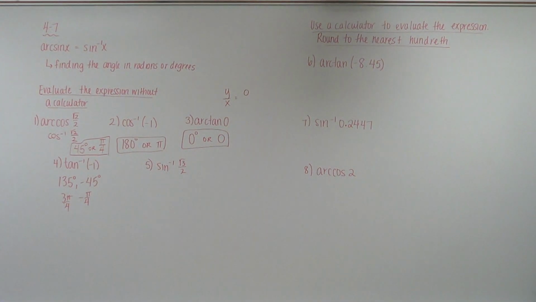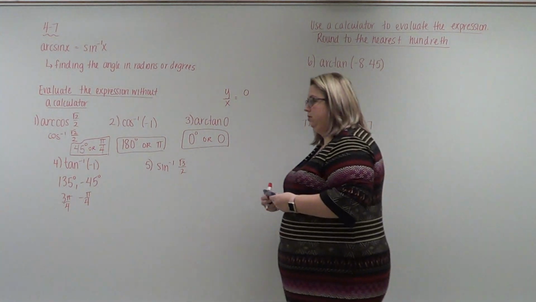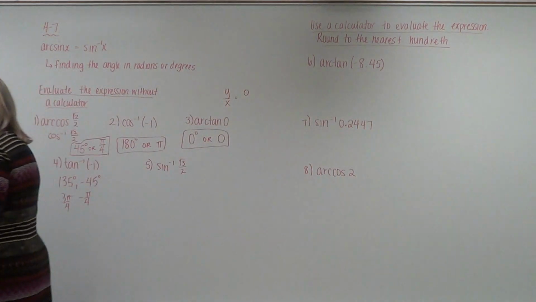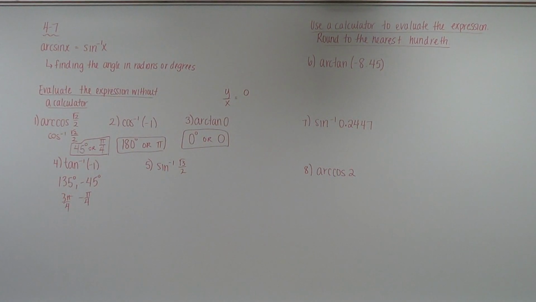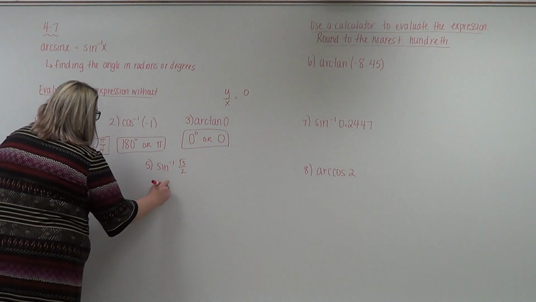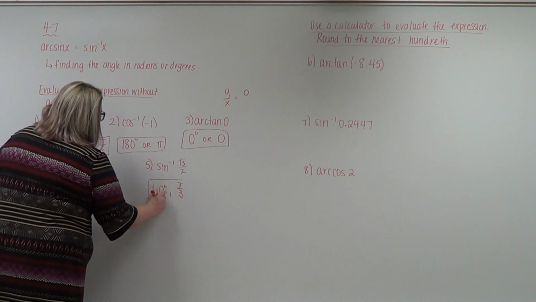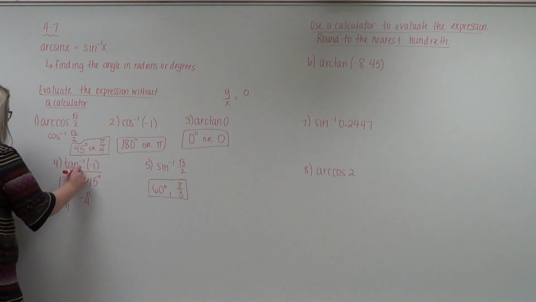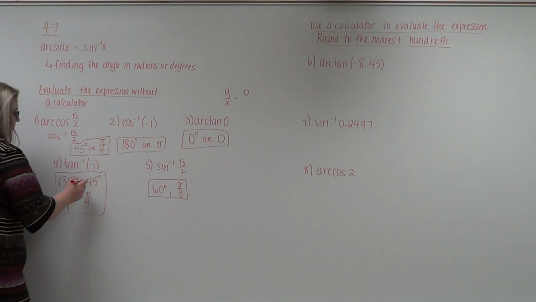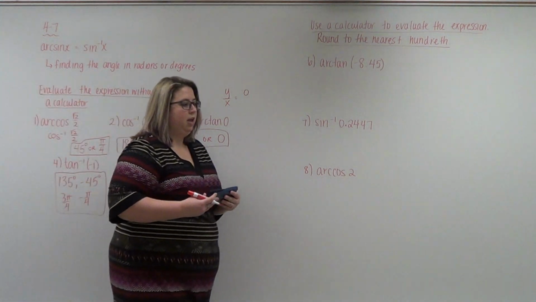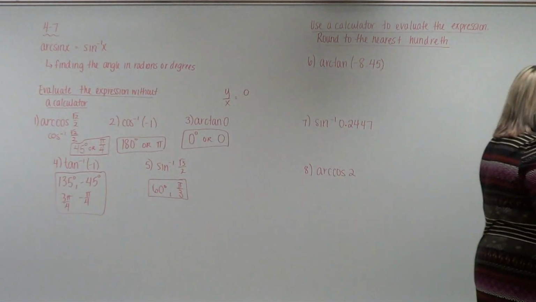Okay. What about for number 5? Sine is your y, 120 degrees. 60 degrees, good. Or in radians, pi over 3? Yeah. Okay, any questions about the first part?